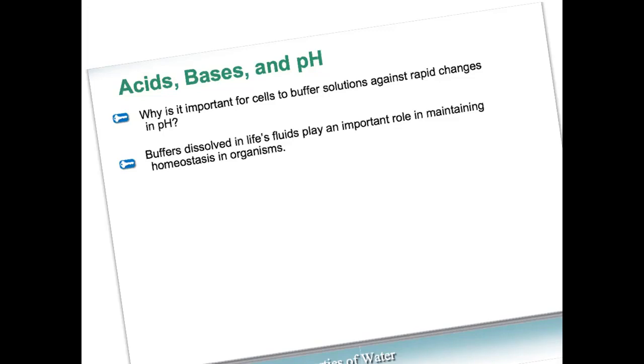So we've just finished discussing water, and now we're going to discuss acids, bases, and pH. You may wonder what the two actually have to do with each other. Well, the answer is that water has everything to do with pH. What we're going to talk about today, the key question, is why is it important for cells to buffer solutions against rapid change in pH? And the answer has to do with maintaining homeostasis, which remember was a characteristic of life.